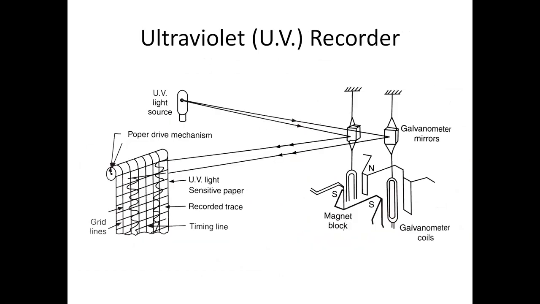Another is the ultraviolet recorder, where the basic principle uses an ultraviolet source. This source directly strikes the galvanometric mirrors, where the proper reflections are encountered on the paper, so the concerned values are charted out. We place UV light, a recording trace and a timing line, and by these reflections the concerned data is traced on the grid lines. This is simply a UV recorder.